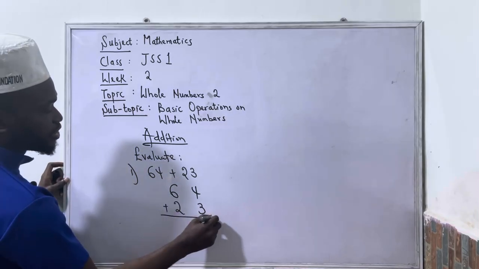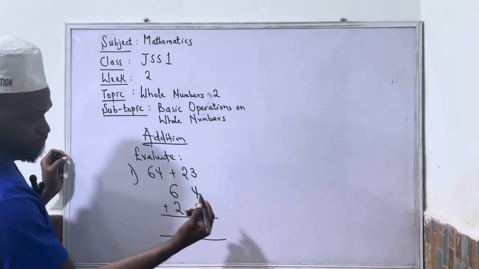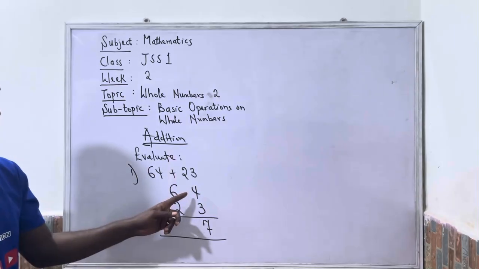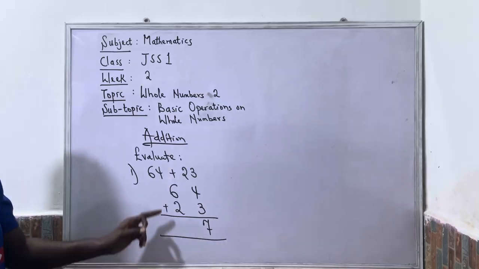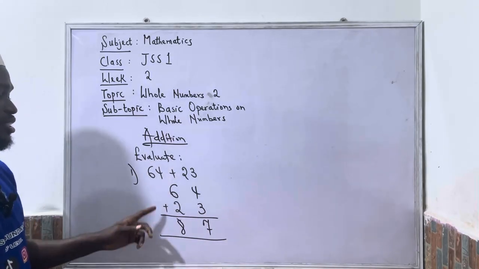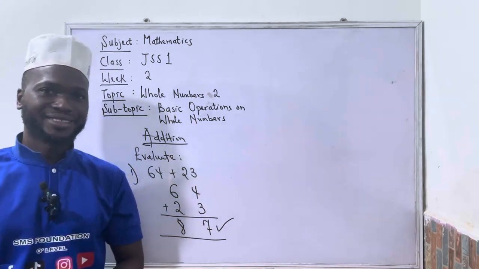Then I'm going to add together. So this is 4 plus 3, which will give me 7. It means you want to increase quantity 4 by quantity 3. So that's 7. Then 6 plus 2 will give me 8. Therefore, the answer to this is 87. It's as simple as that.